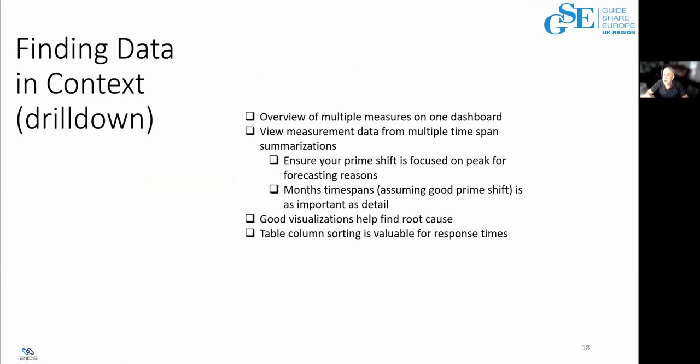Finding data in context. There's a multitude of measures that can be on a dashboard. Ensure your prime shift is focused on peak for forecasting reasons, and then monthly time spans, assuming a good prime shift, are as important as details. The monthly time spans contribute to a long forecast, maybe going out one or two years. And good visualizations, because there's so much data, can help you find root cause and then be able to column sort on response times, the components of response times.